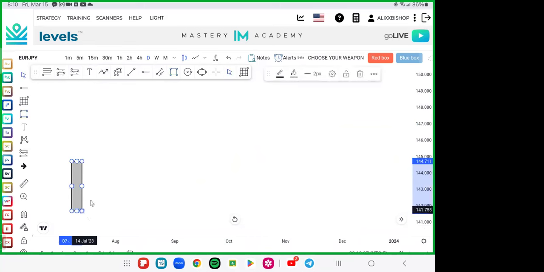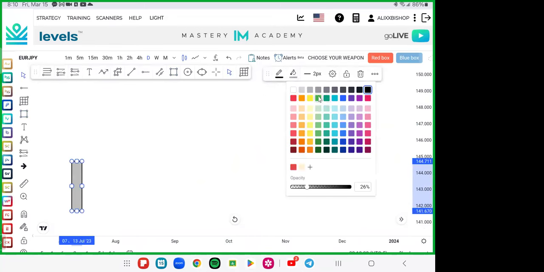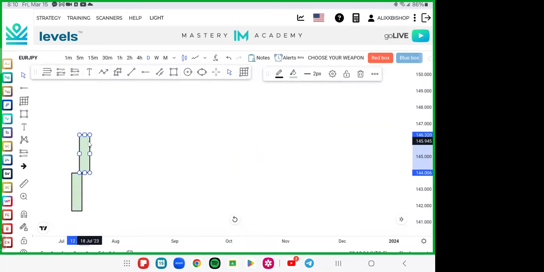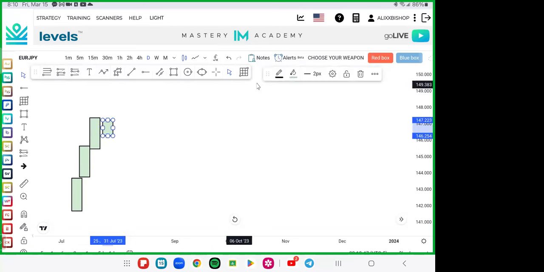So market is bullish. You guys know the deal. Market is bullish right now, doing its thing, right? Sooner or later, it's going to have to pull back and make some type of structure. At some point, it's going to make some type of structure, right? Awesome. Let it do that, right?